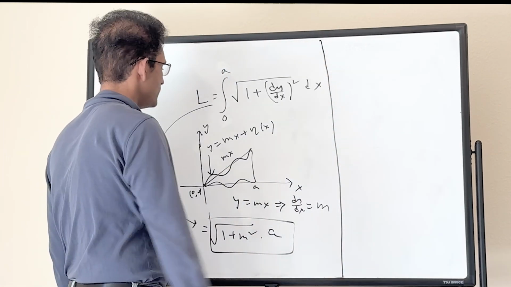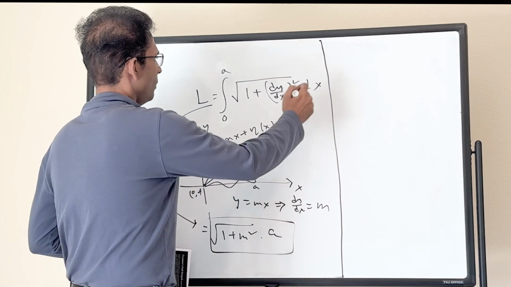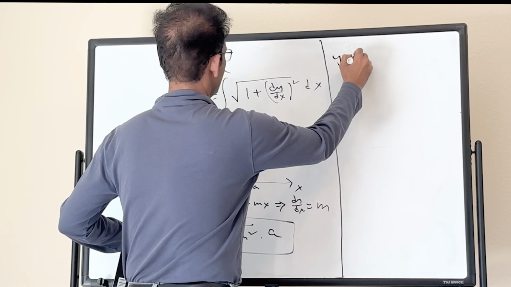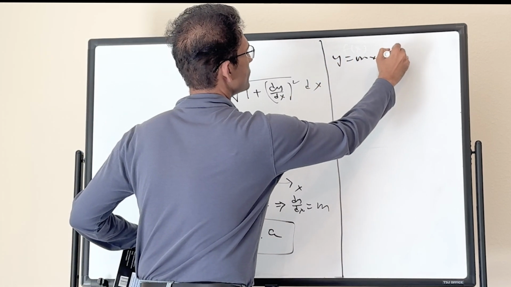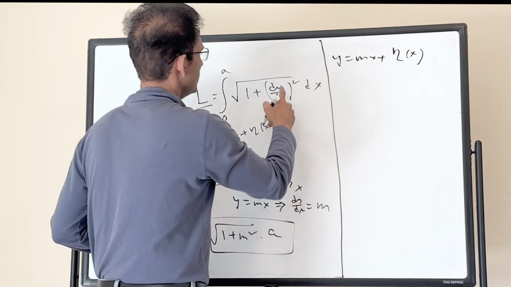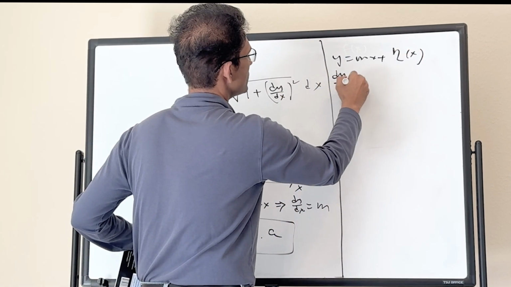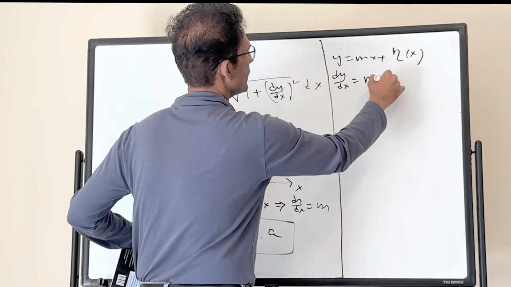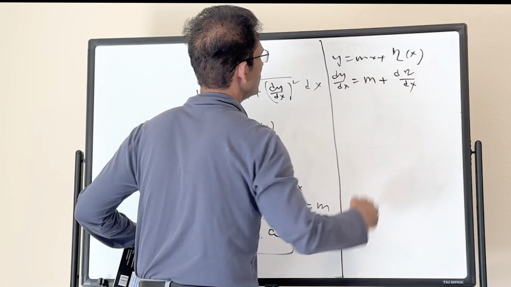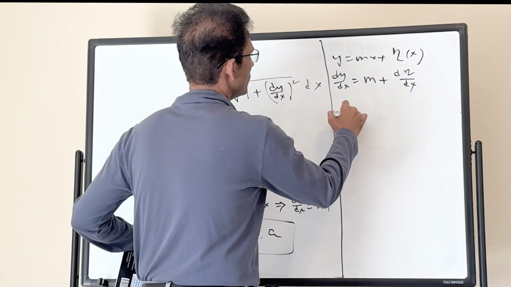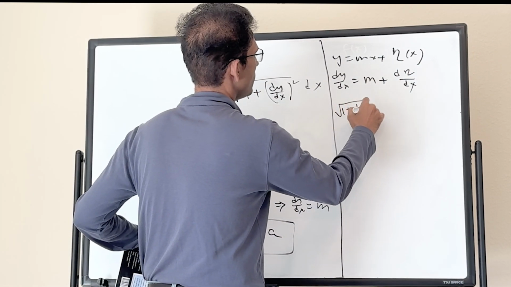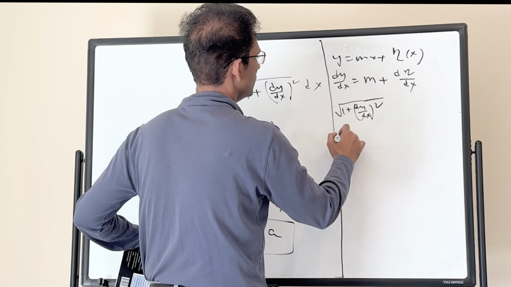I'm going to work on the right side, okay? All right, so let's see, y equal to mx plus eta of x, right? And I want dy/dx, so dy/dx is m, d/dx of this thing is m, and then you have d eta/dx, all right? And I have to calculate 1 plus dy/dx squared, okay?